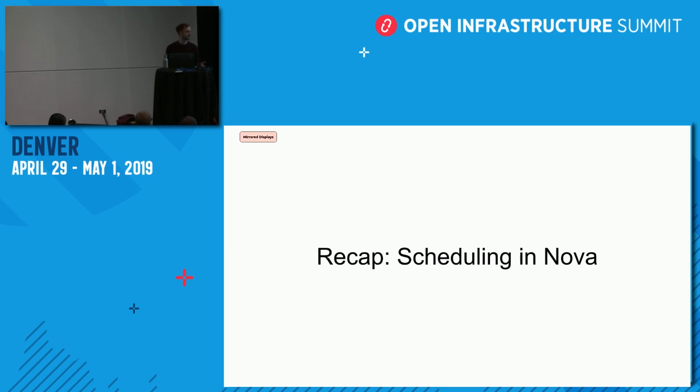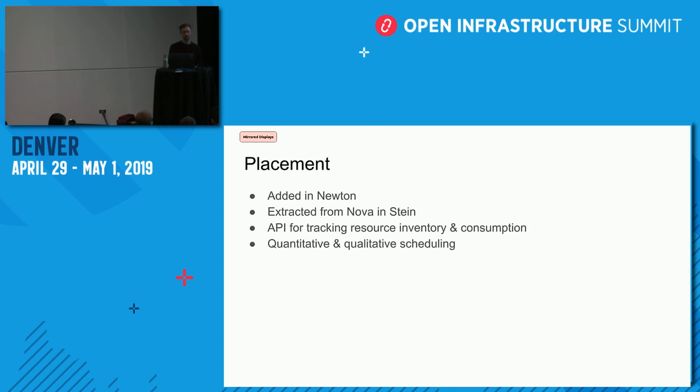So all of this depends to some degree on how Nova scheduling works, particularly with the newish placement service. And it's a little different with Ironic than it is for virtual machines. So we'll cover the specifics of how that works. Placement is a relatively new OpenStack service added in the Newton release, and in the Stein release it was extracted from the Nova project to become a separate project.